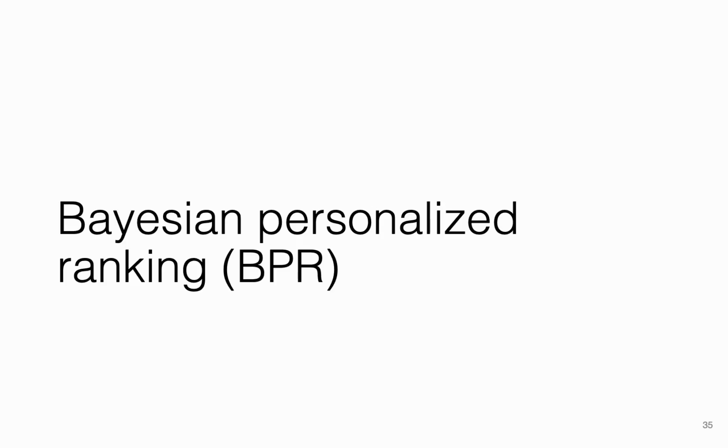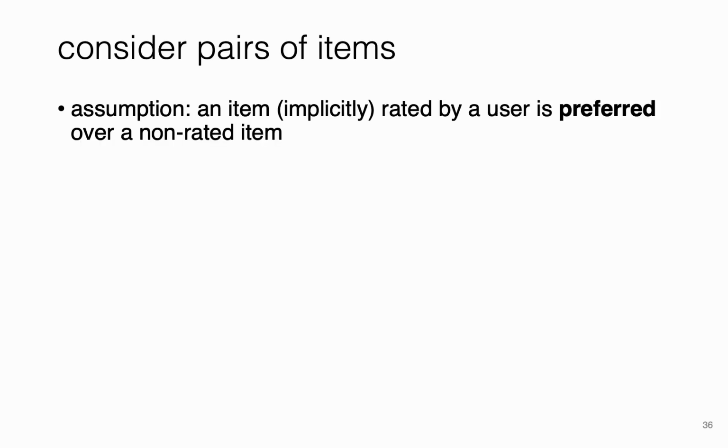The second approach to handling implicit feedback is a Bayesian approach. The main idea of this approach is to compare pairs of items. It operates based on an assumption. An item that is rated by a user is preferred over a non-rated item. Put differently, observed feedback is considered stronger than missing feedback.